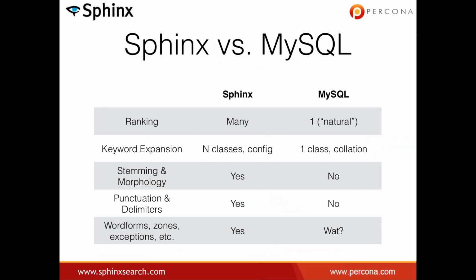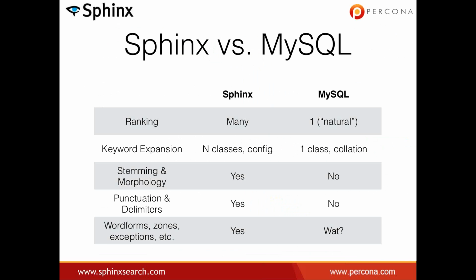So a brief comparison of Sphinx versus MySQL with regards to everything text capabilities related. So what can Sphinx do that MySQL naturally cannot? We've got somewhat more advanced text processing capabilities. We've got stemming, we've got true morphology, lemmatizing, a bunch of more sophisticated features to help you with even more advanced text processing than that.